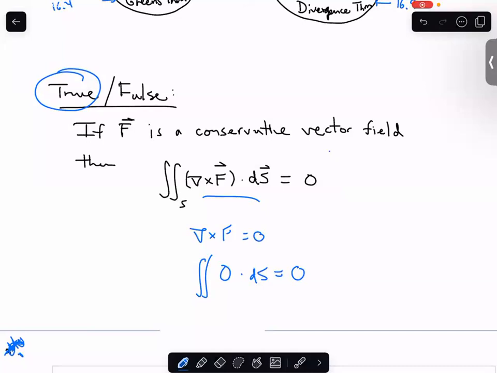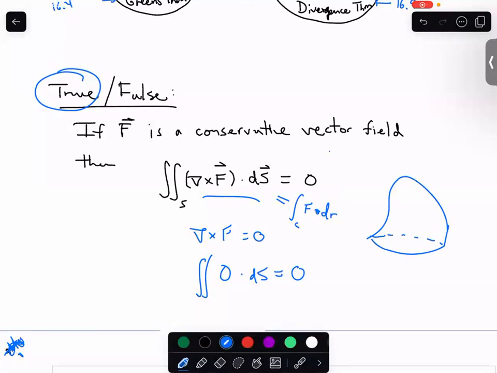The other thing is that for boundaries of these surfaces that we always apply Stokes' theorem to, let's suppose that you have some interesting surface here and some interesting boundary. This would be, according to Stokes' theorem, equal to the integral of F dot dr, where this curve that you're integrating over is the boundary curve of the surface.